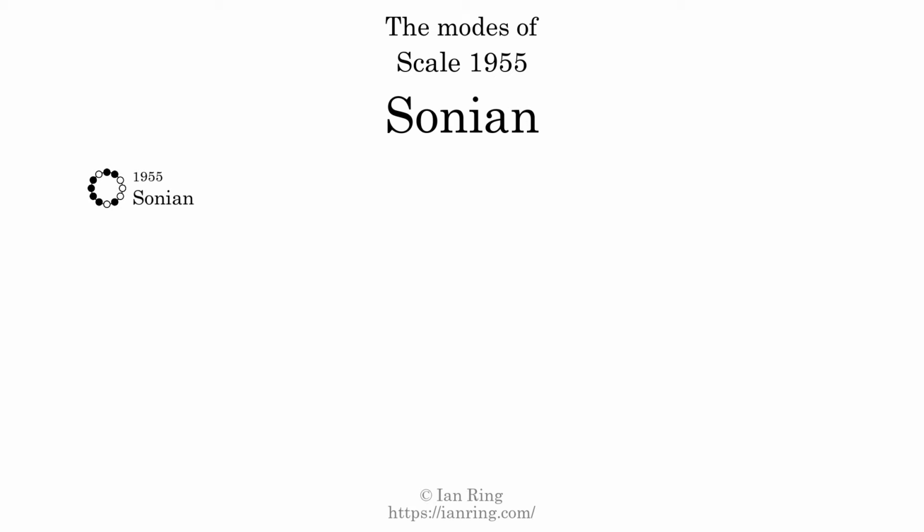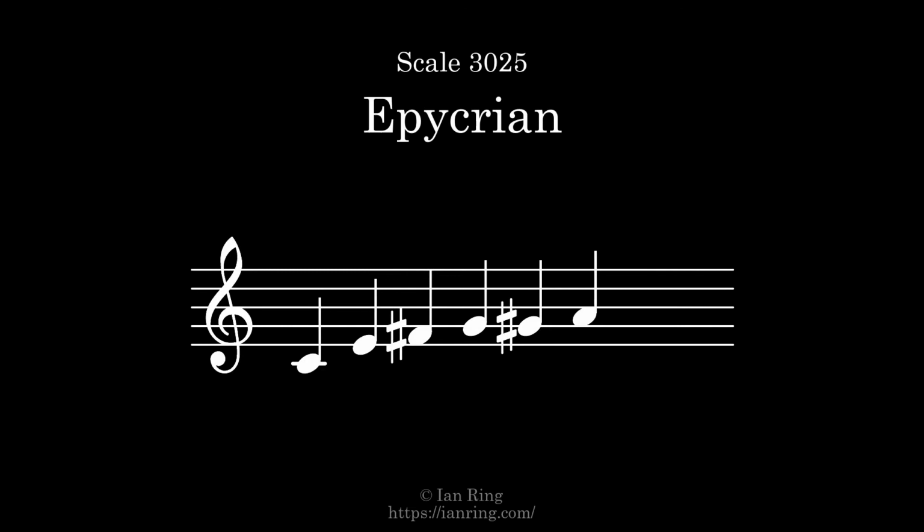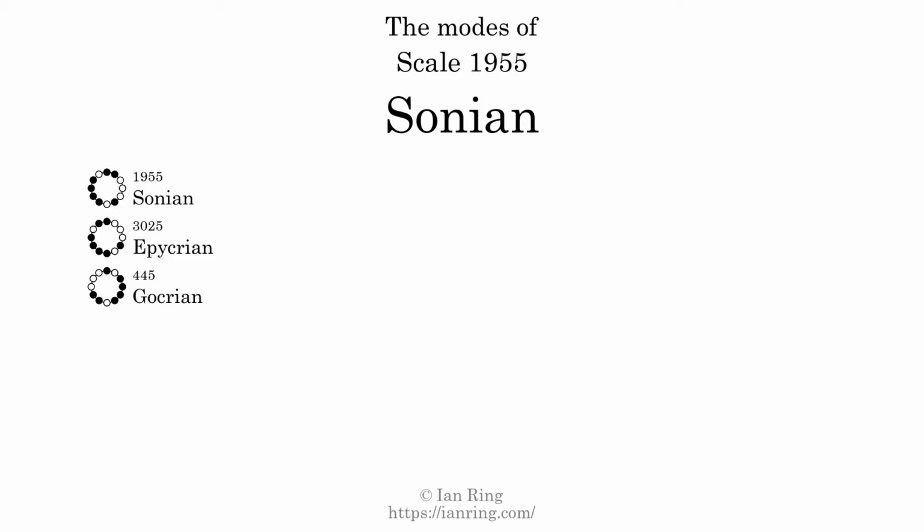The first mode is itself. The second mode is scale 3025, also known as Epicurean. It sounds like this. The third mode is scale 445, also known as Gocrian. It sounds like this.